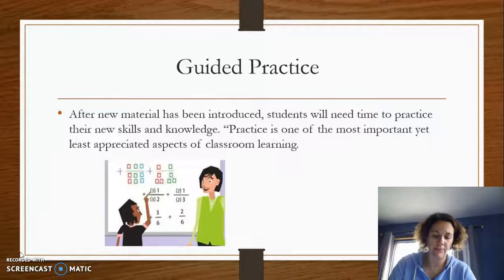If we don't allow time for students to practice, with both guided and independent practice, we may not have the opportunity to assess the degree to which students understand the new skill or concept.